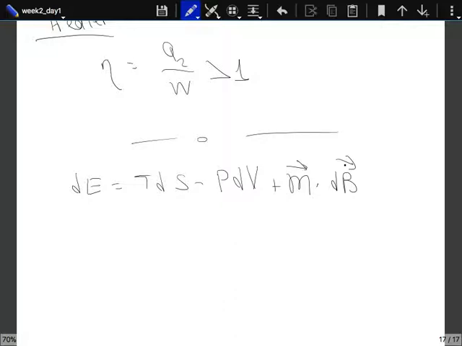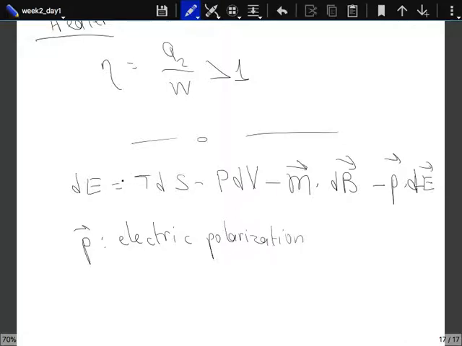Or you can put your system into an electric field. If you put your system in an electric field, it will get polarized. And since it will get polarized, there will also be an energy due to this polarization. Well, this is not minus, this is plus, that is minus. There will be an electric polarization, which we can write as P dot dE. P is the electric polarization. Let me still use U here. M is the magnetization.